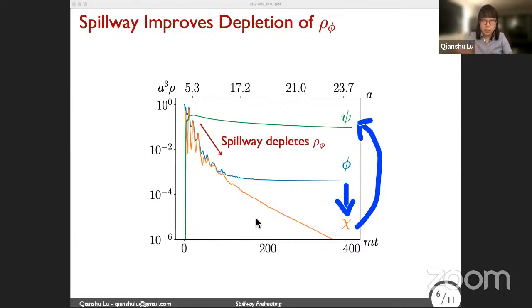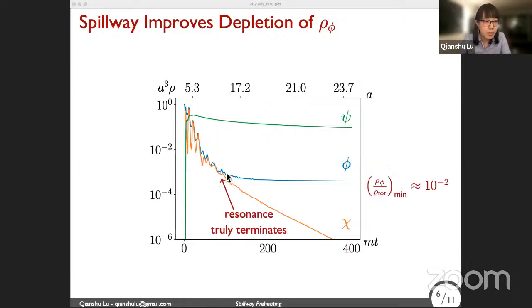But of course, as this chain of energy transfer continues, at some point, we would have depleted so much energy density out of the inflaton that its oscillation amplitude is so small that it can no longer sustain the tachyonic resonance. And this is what's happening at this point. So after this point, tachyonic resonance is truly terminated. So spillway preheating has ended, and there's no more energy transfer out of the inflaton. And we see that in this specific example, we have achieved a residual inflaton energy density, shown here, at the level of 1%.